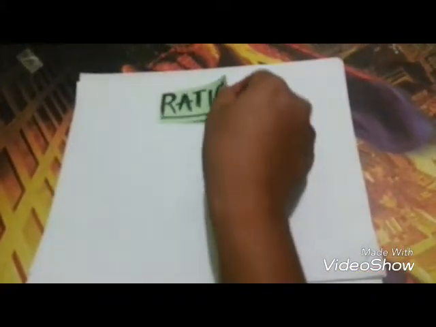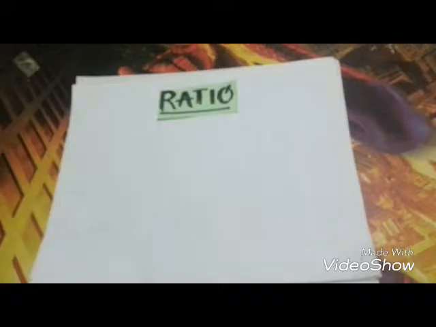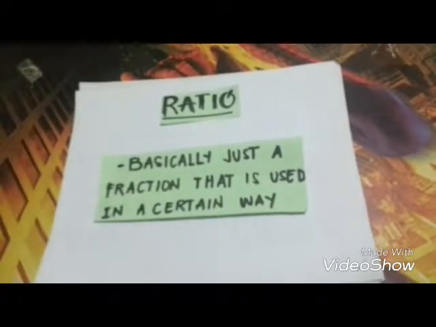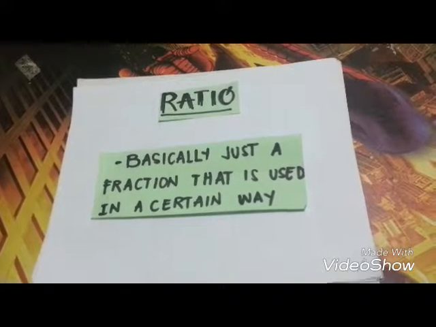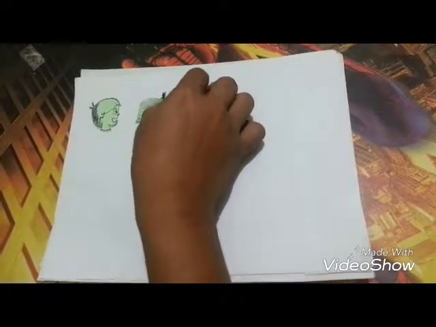Now, in order to understand what proportion is, we need to start first on ratio instead. Ratio is basically just a fraction that is used in a certain way. So let's go back to our topic. For example, I can read one book in 2 days. We can say that the ratio of books to days is 1:2.